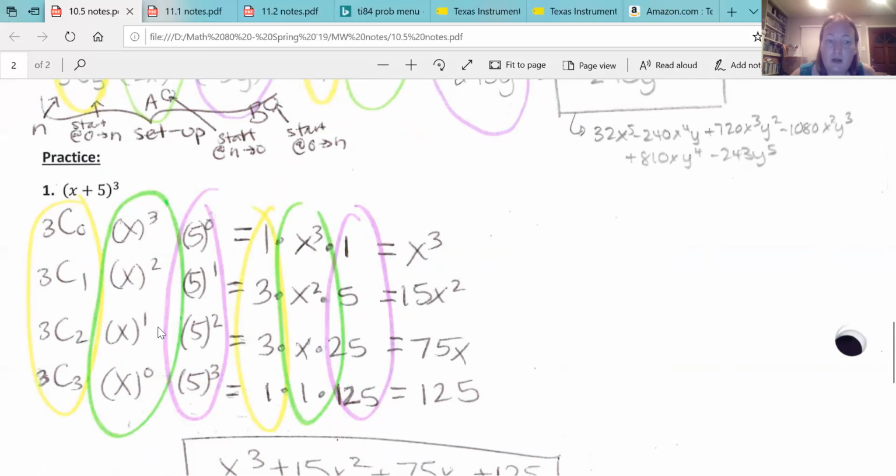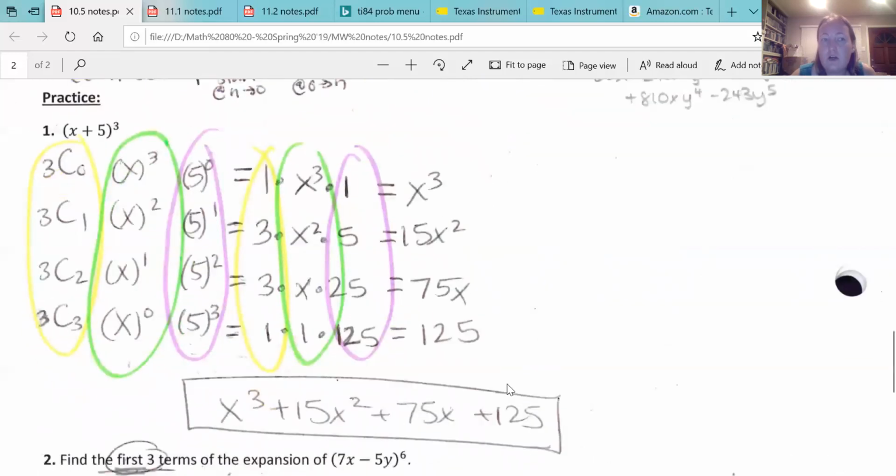X to the third, x squared, x to the first, anything to 0 is 1. 5 to the first is 5. 5 squared is 25. 5 to the third is 125. Multiply across, and those are your terms. So if you wrote x plus 5 times x plus 5 times x plus 5, you FOIL the first two together, and then you distributed and combined like terms. This would be your expression. I actually did this same problem in an earlier lesson way back when we were multiplying binomials. I think it just was maybe a y here or an m or something.